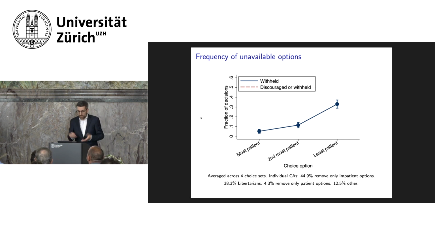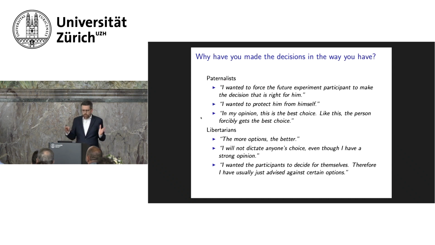And what we see is that people intervene quite often. So these are experimental subjects. These are students at University of Cologne. The least patient option is being removed a third of the time. So people try to force others to be more patient. Now, they do this because they want to help. People tell me explicitly, I wanted to protect the other person from himself. I wanted to force the future experiment participant to make the decision that's right for him.